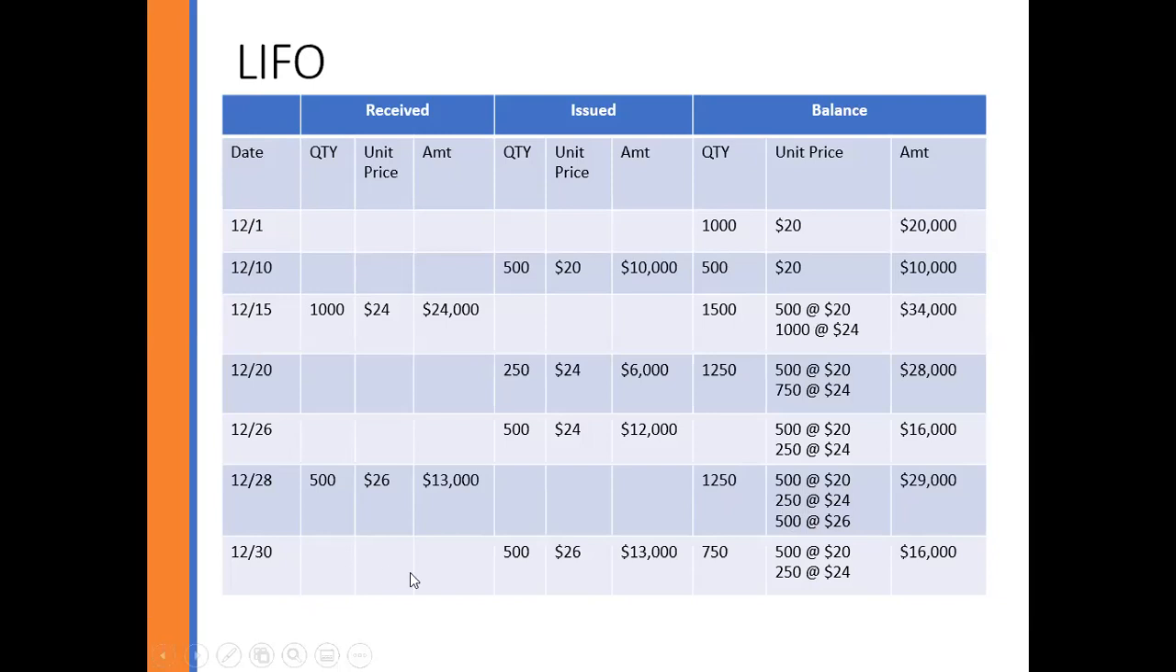And then December 30th here, we send 500 units over to the factory. Again, we're not going to send the 500 units from way back here in our beginning inventory. We're going to send 500 units from this most recent purchase. So 500 units cost us $26 each, so 13,000. So again, we had 1,250 units, we used 500 of them, we've got 750 units left. Those 750 units are made up of 500 units that cost $20 each and 250 units that cost 24 each, and our ending balance in raw materials is 16,000.